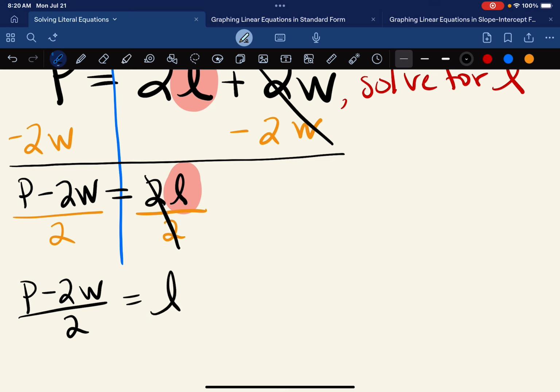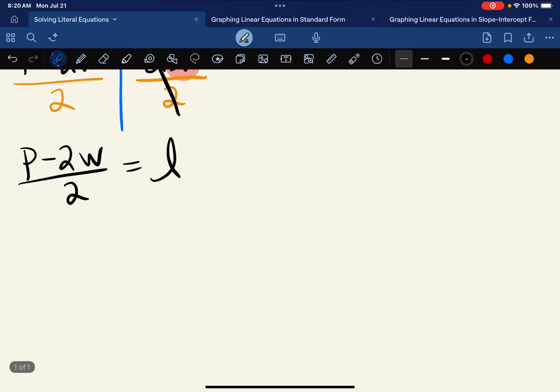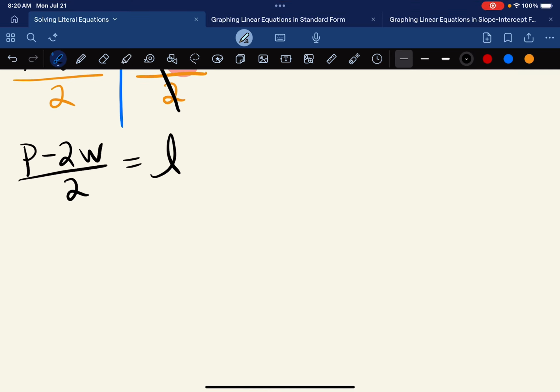Now, this is a perfectly acceptable way to leave your solution. However, you might be taking a multiple choice test, or you just want to see what an equivalent expression or an equivalent equation would be. I just need you to recognize that this 2 is dividing both the P and the 2w. So let's figure out another way to write this, what L could equal. L equals, I'm going to break apart my fraction. P is being divided by 2 minus my 2w, which is also being divided by 2. We just broke our fraction apart into two separate fractions.